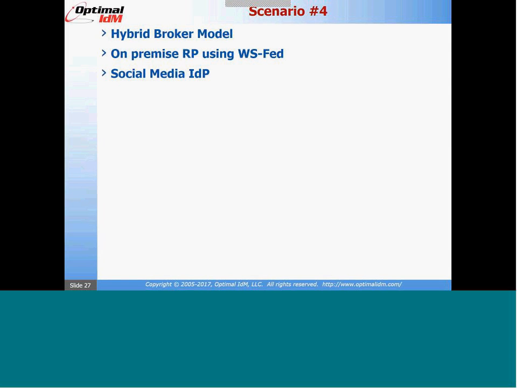So for scenario 4, we're going to do social media login using the broker model. We use an on-premise relying party using WS-Federation. Again, this is a little different from the previous model, and now the relying party is on-premise, and the identity provider is in the cloud, and the provider in the cloud is going to be social media.